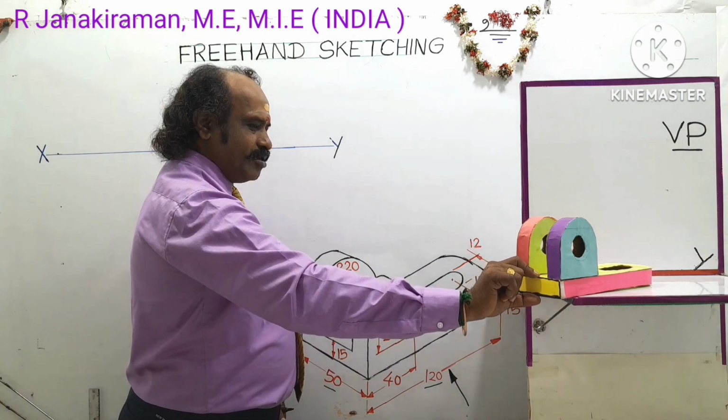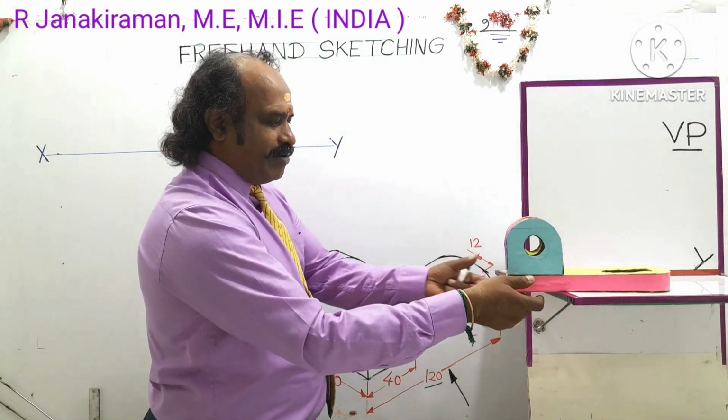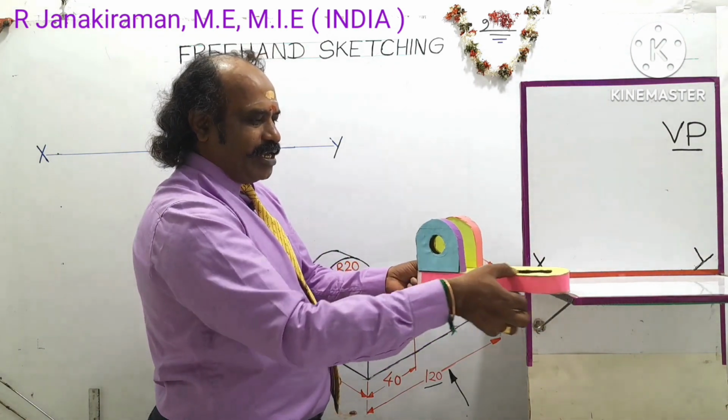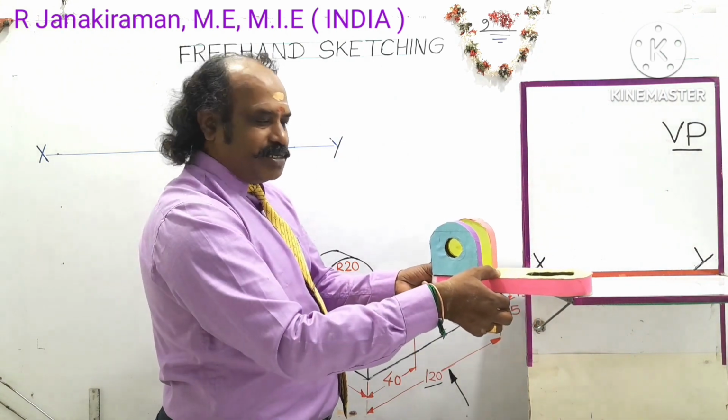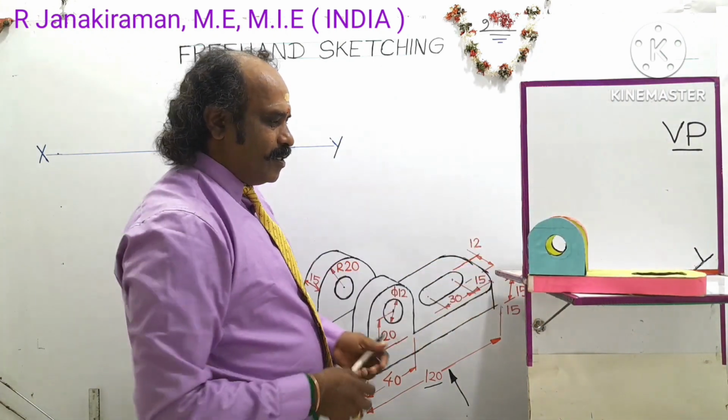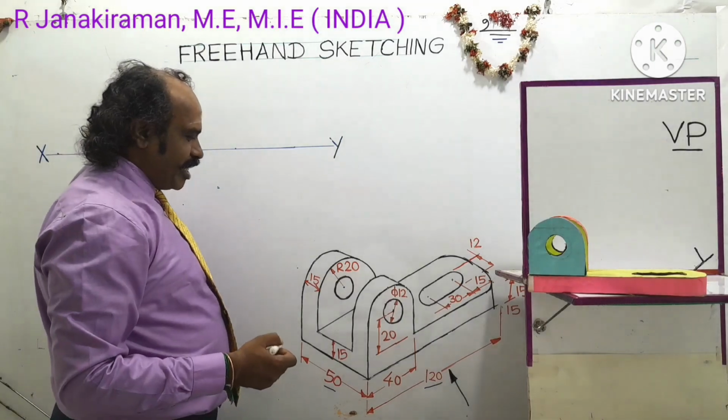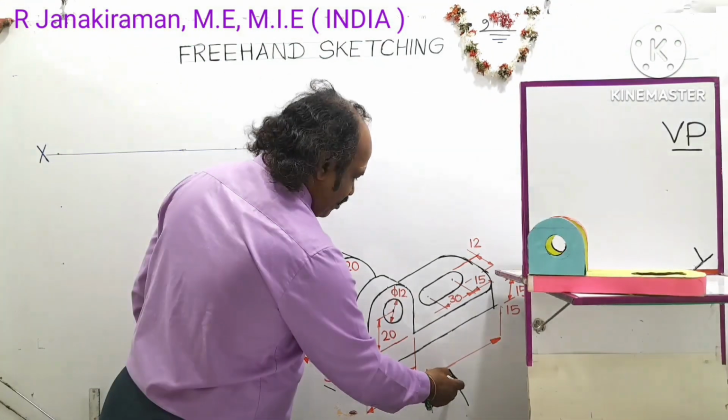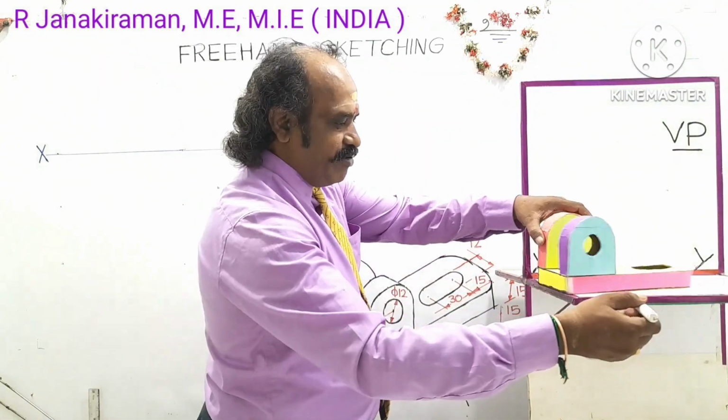15 mm. Same, this part will also be called the base. The entire bottom is called the base part of the object. 15 mm is the base thickness. Now we are going to consider this arrowhead direction as the front view direction. That is, this is the front view direction.